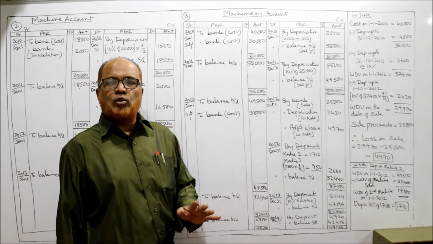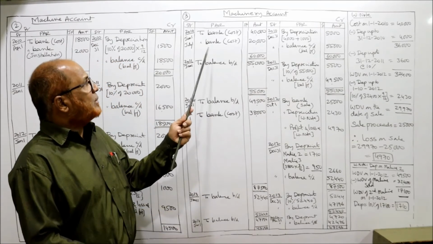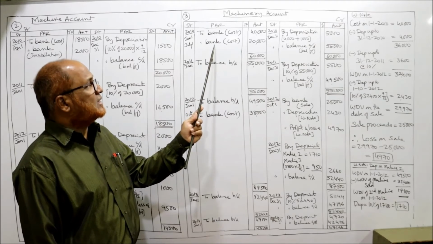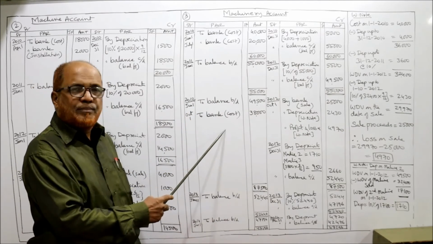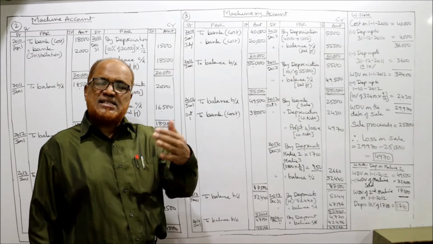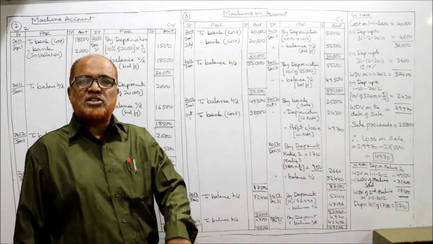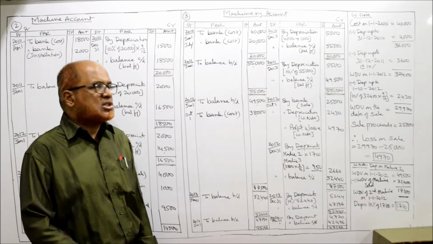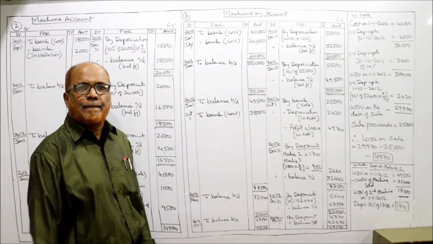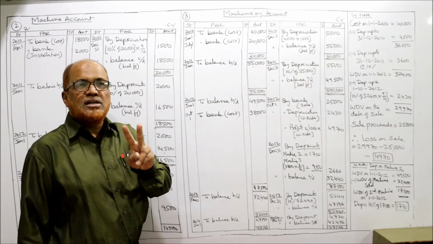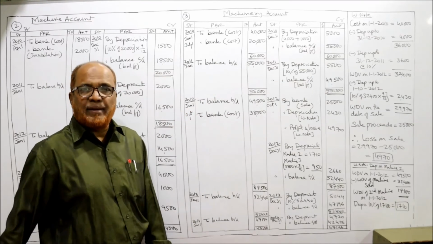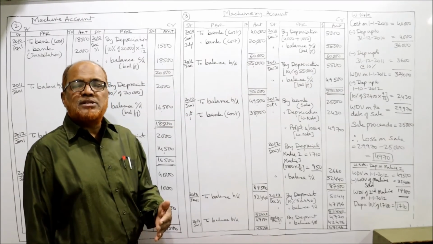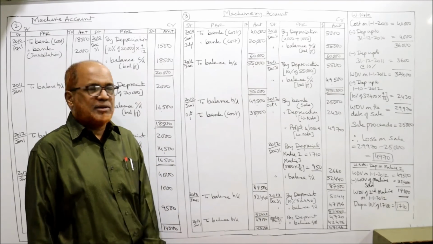Now still we have 2 more machines. The second machine which was purchased on July 1st, and a new machine purchased on October 1st. On October 1st, there is a sale of one machine and a new machine is also purchased. The cost of the new machine is 38,000. Now we have 2 machines, second machine and third machine. The first machine is sold away. Now we have to provide depreciation on second machine and third machine.